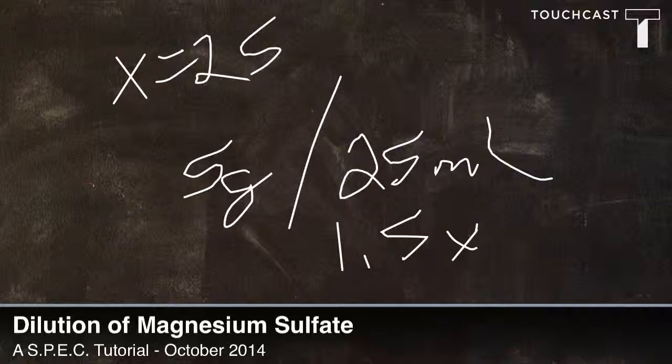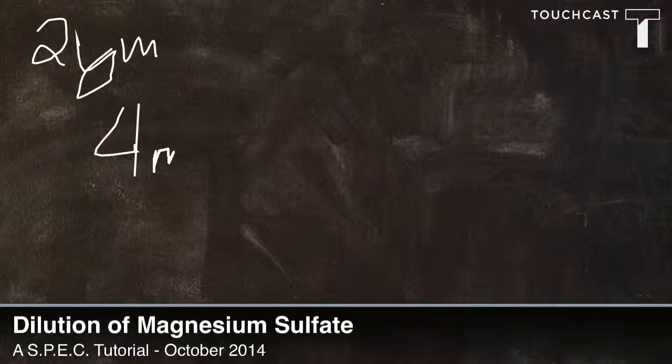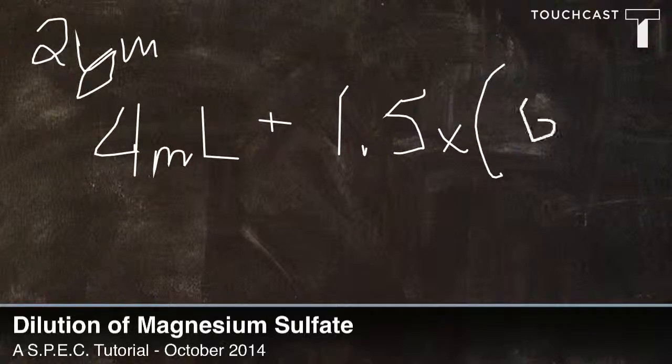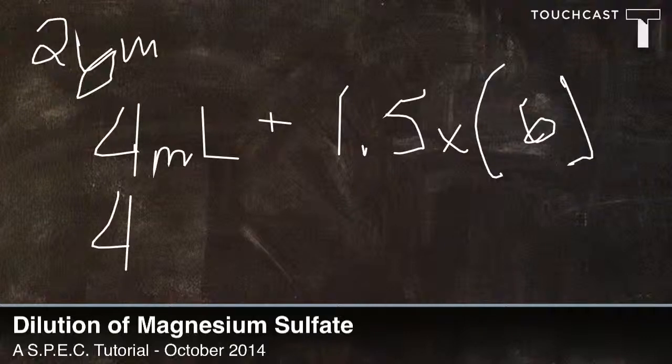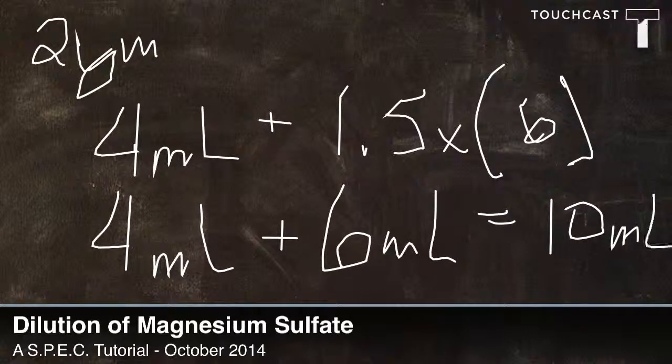For example, you get a med order to give 2 grams slow IV. So 2 grams at half a gram per milliliter is going to be 4 milliliters drawn up. And now you want to add 1.5 times that amount. So 1.5 times 4 is going to be 6. So you're drawing up your initial 4 milliliters of mag sulfate, adding the 6 milliliters of normal saline or D5W to give you a total of a 10 ml solution.